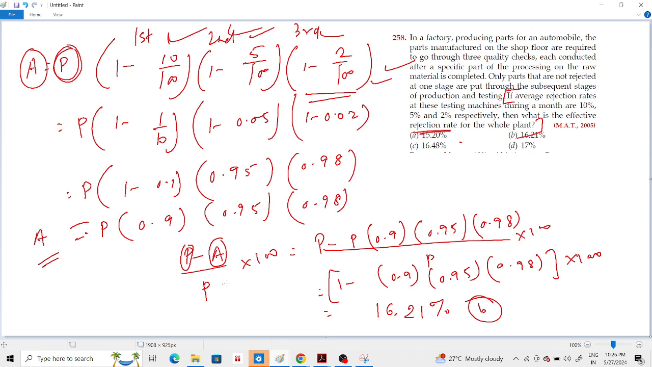Yes or no? So (P minus A) by P into 100%. So P minus this thing divided by P. So P taken common, cancelled out. So 1 minus this whole thing into 100%. So I got 16.21%.